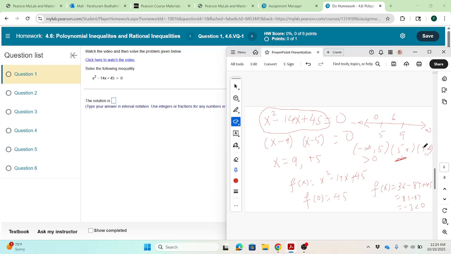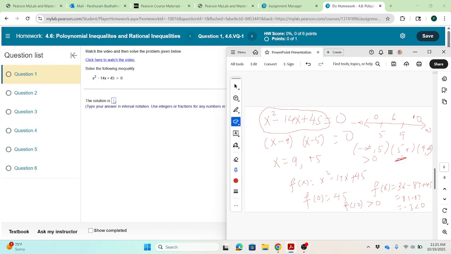Do the same thing here. Pick something like, let's say, 10. Find the value of the function at 10. It's 10 squared, which is 100, minus 14 times 10, which is 140. So 100 plus 45 is 145, minus 140 is positive. So at 10, the value of the function is positive. So on this interval and on this interval, the function is positive. So both of them are part of the solution.